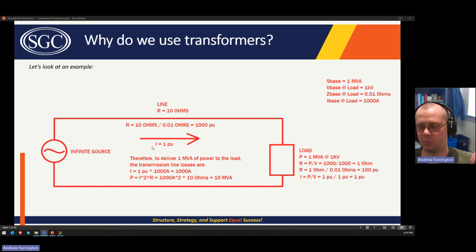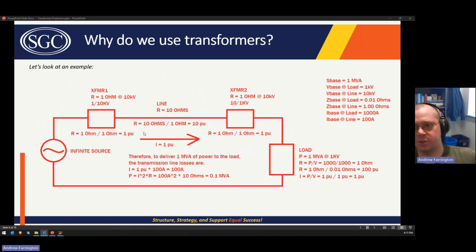And because of that 1 per unit current divided by the 0.01 ohms, you get 1,000 per unit of R, and therefore you get line losses of 10 MVA. So you have 10 MVA of losses in order to provide 1 MVA to the load. That's terrible. Obviously, nobody would ever do that in reality.